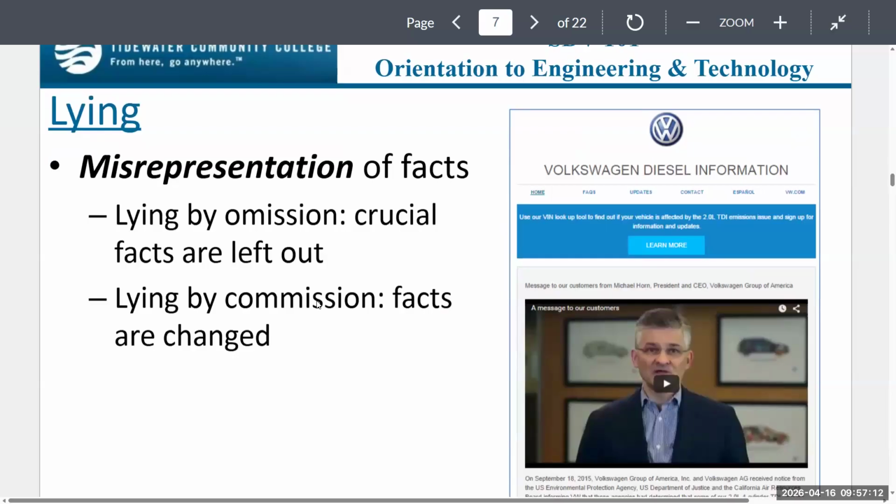Lying, misrepresentation of the facts. You can lie by omission. So in other words, crucial facts are left out. Just don't bring them up. Or you can lie by commission. Facts are changed. So both of these are lying. Okay.